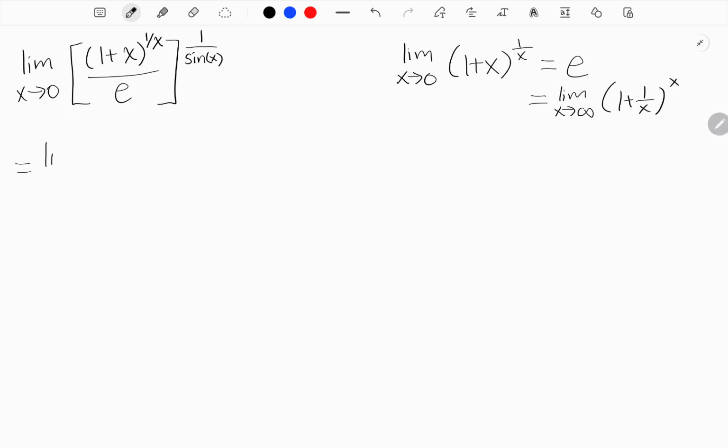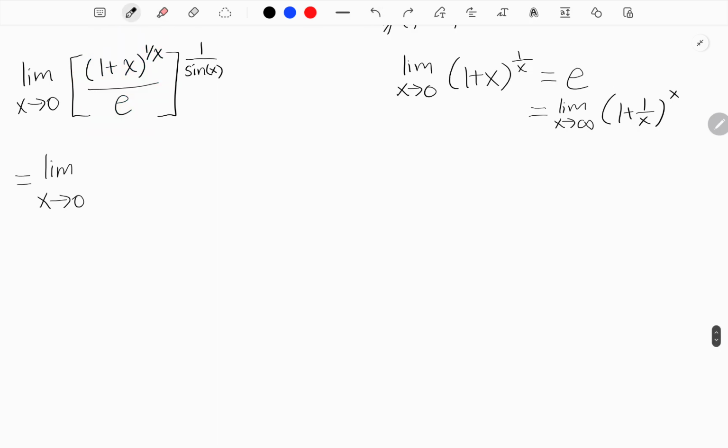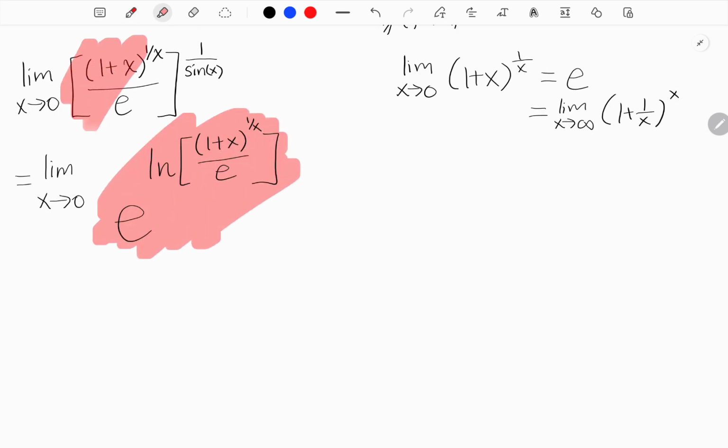Okay, so this is going to equal the limit as x approaches 0. For this base, ((1 plus x) to the 1 over x, over e), whatever is inside the square brackets, I'm going to take that and raise it using base e. So e to the ln of ((1 plus x) to the 1 over x, divided by e). This is equal to that, because e to the ln of a is equal to a, of course, provided that a is positive.